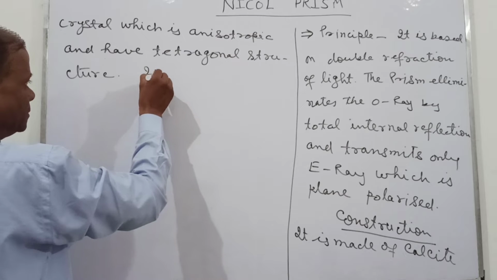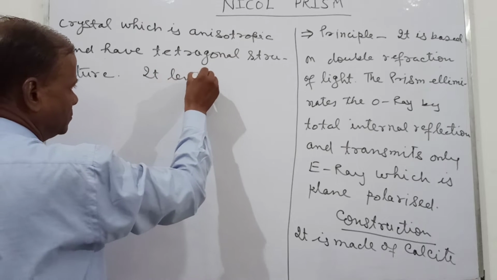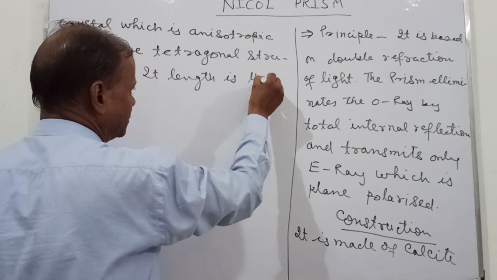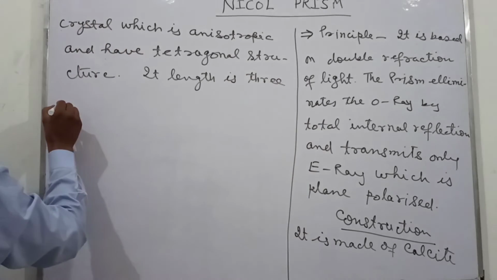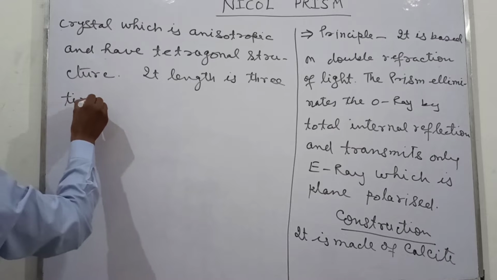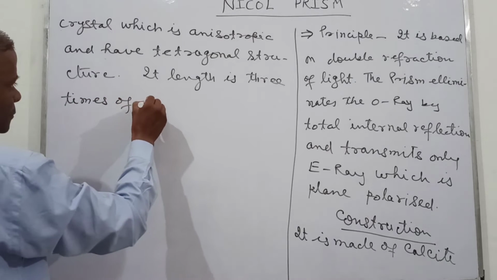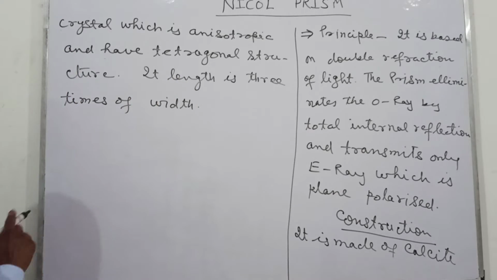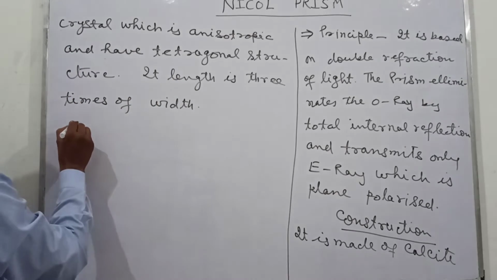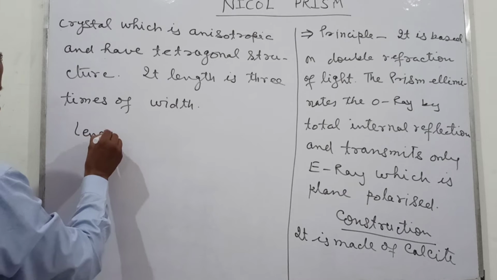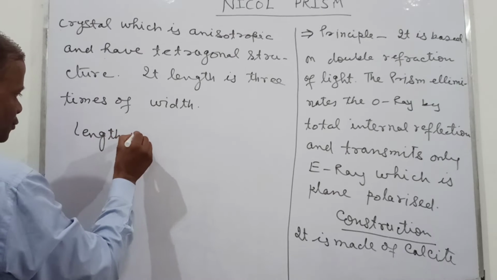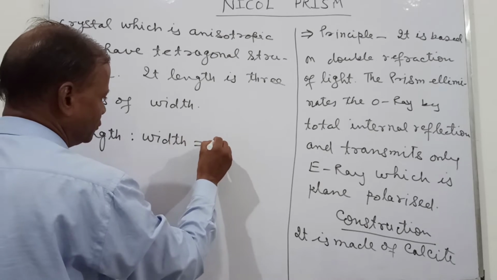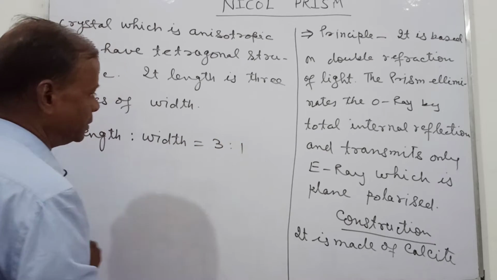Its length is 3 times of width. So what we have is that this length to width ratio is equal to 3:1.